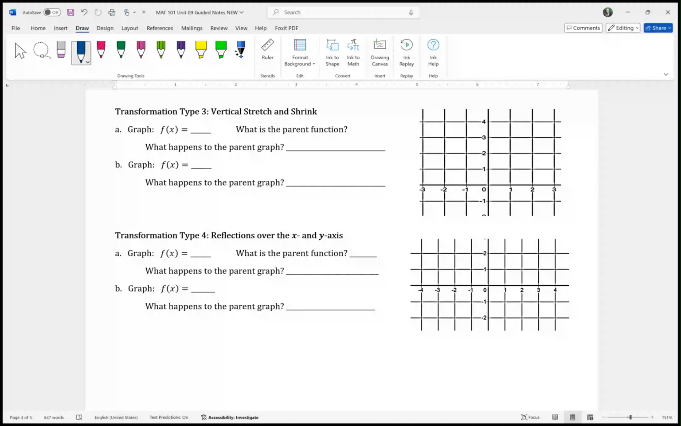Okay, let's look at vertical stretch and shrink. So this is using the information that we've learned for our parent functions and the horizontal and vertical translations that we've already learned as well. So vertical stretch and shrink.